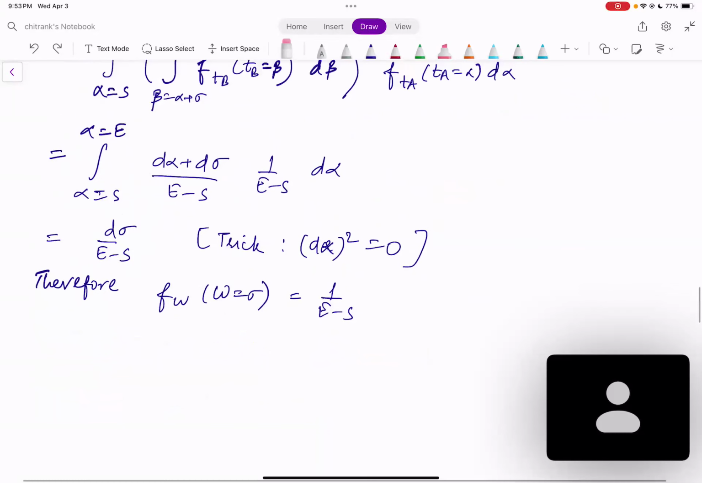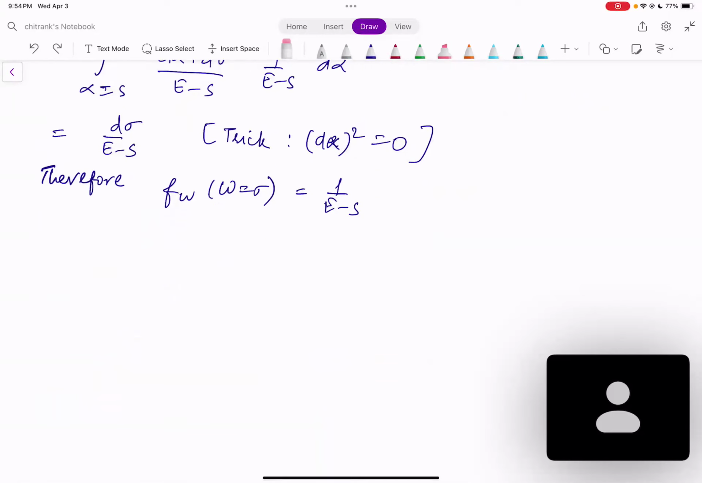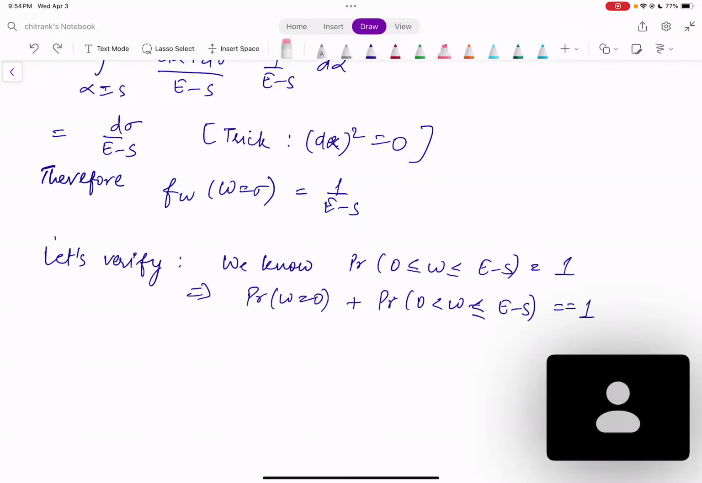Now let's see if the answer that we have found is correct or not. What's one way that we can verify if our solution is correct? Remember, this is one of the laws of probability: on your entire sample space, your density function should integrate to 1. So we know that the probability that W lies between 0 and E minus S should be 1, because that's the least and the maximum it can go.